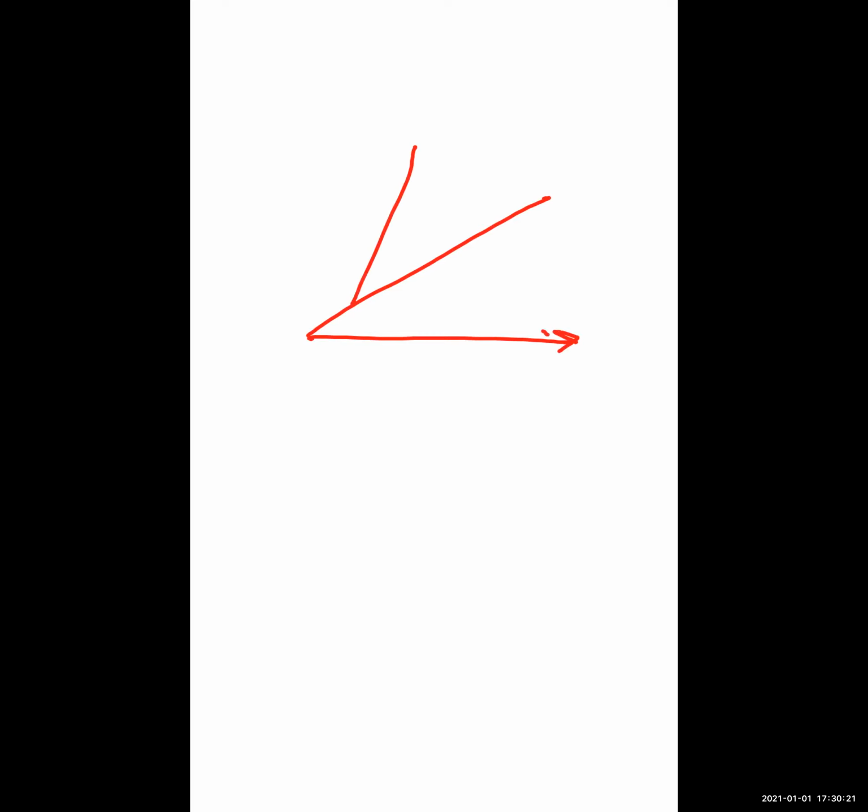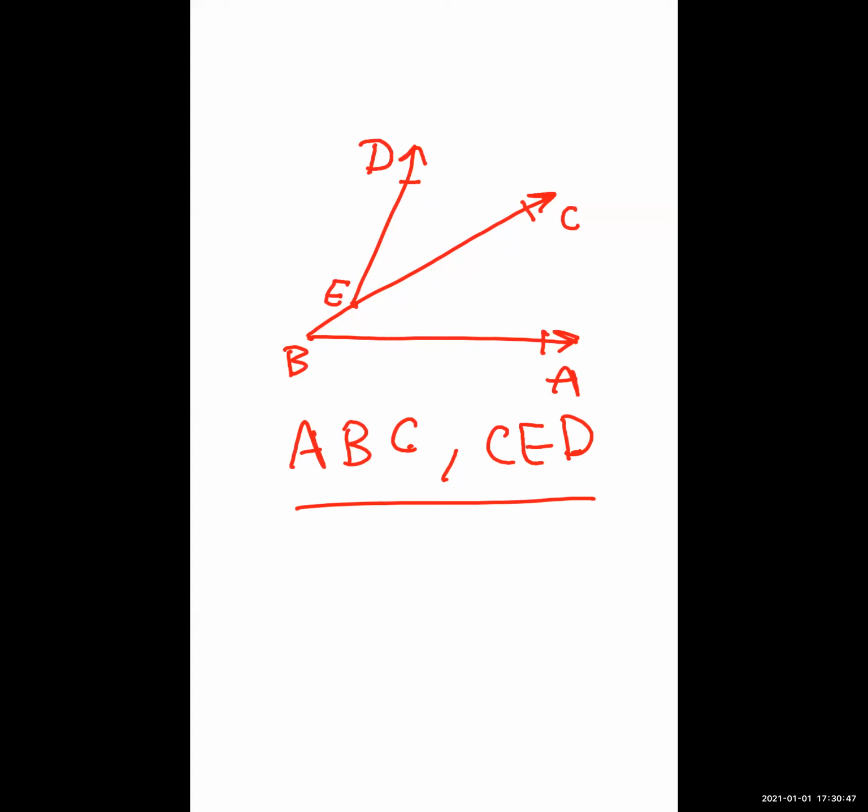So this one is A, B, C, D, and this point is E, for example. Now, are these two angles, I mean ABC and CED, adjacent? Of course, no.